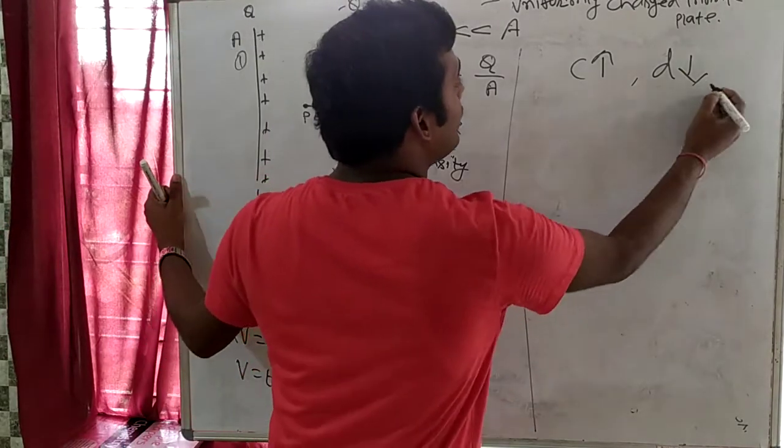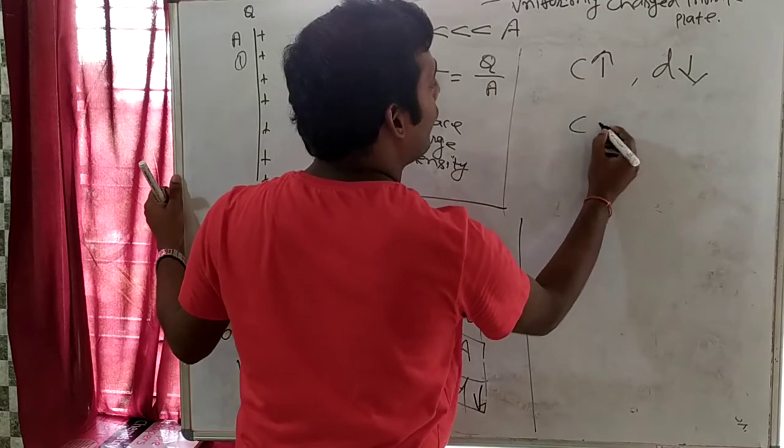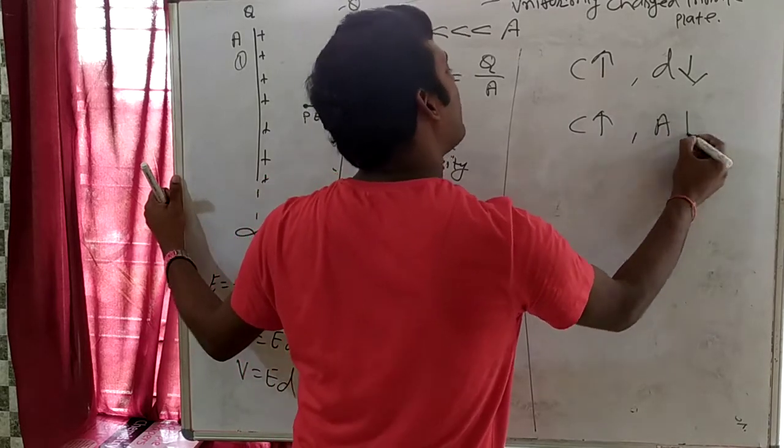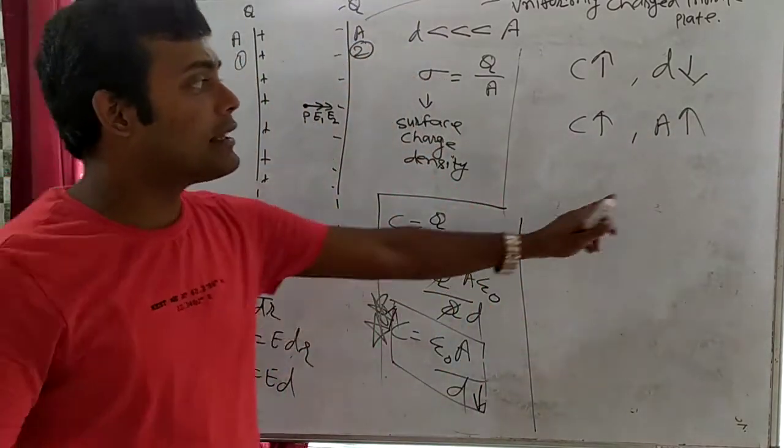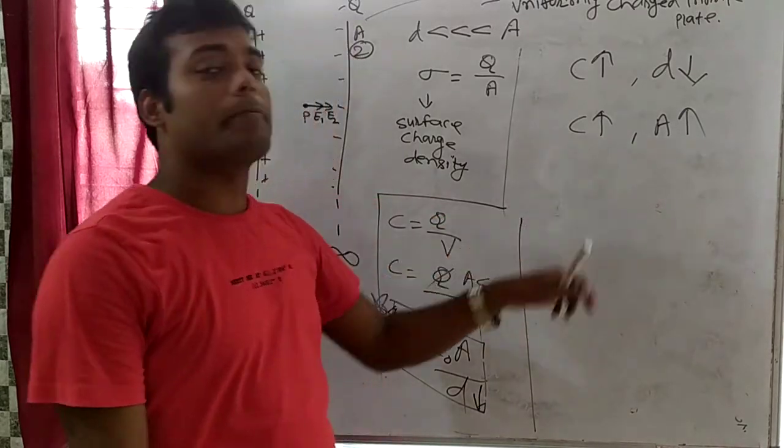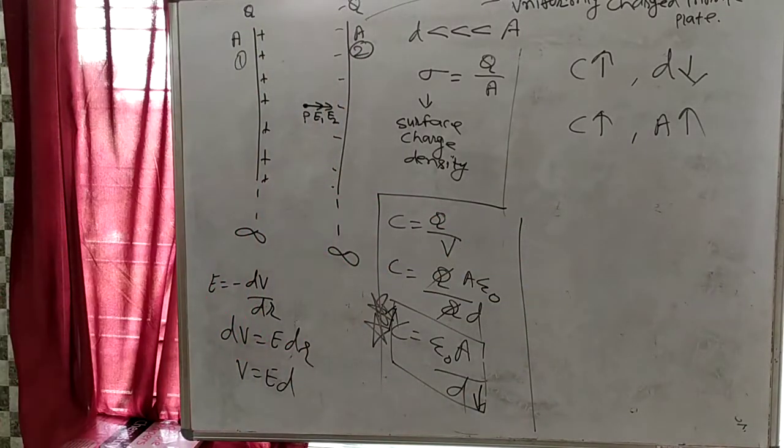Or when you increase the area of the plate of the capacitor, the capacitance of the capacitor will increase. Up to this clear? Up to this any confusion?